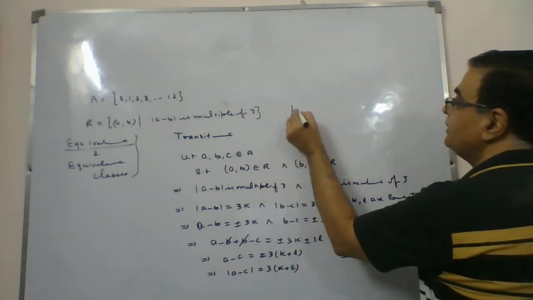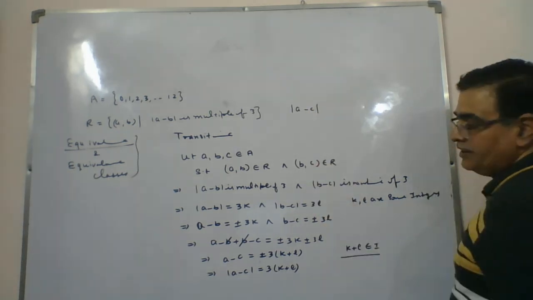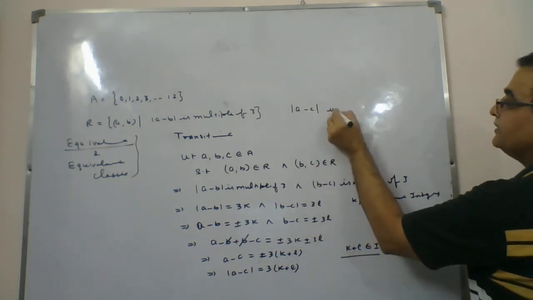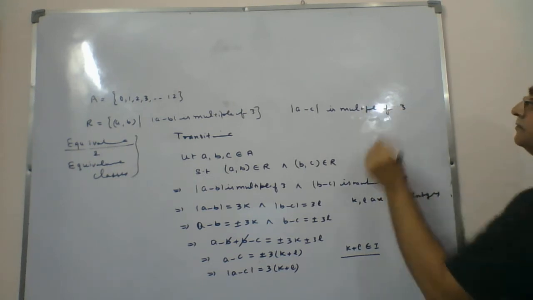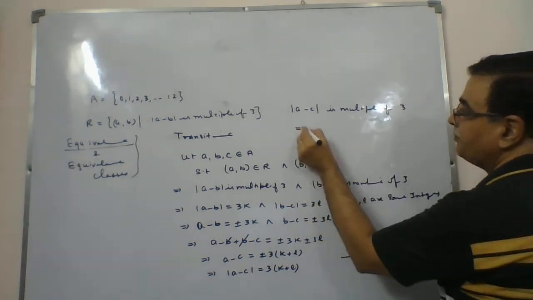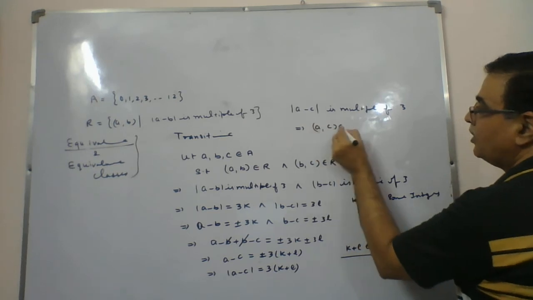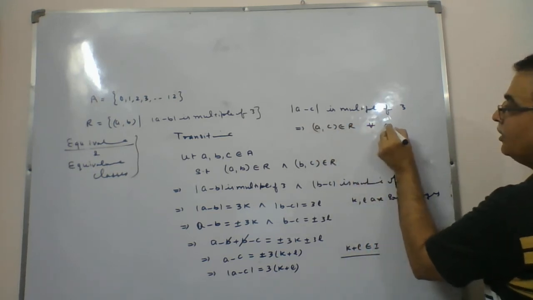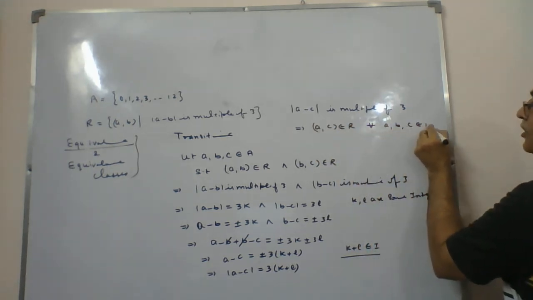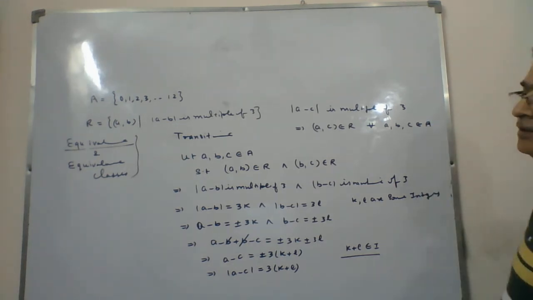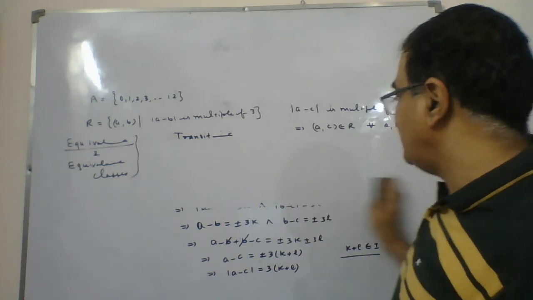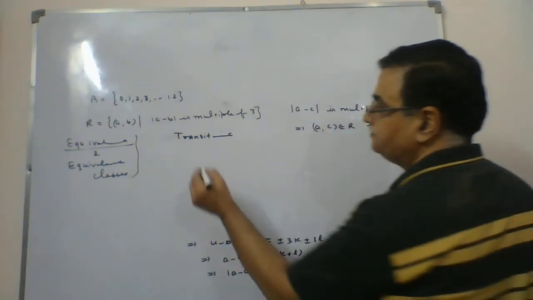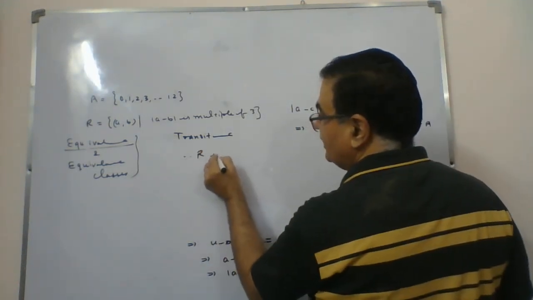And what does it mean? This will be A minus C is a multiple of 3. And this implies (A, C) belongs to R for all A, B, C belonging to A. And hence what should you say in this case? Hence R is transitive. Therefore R is transitive.